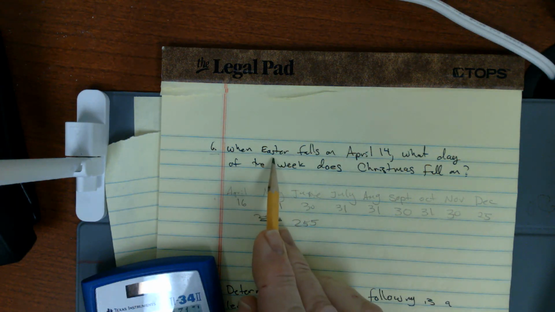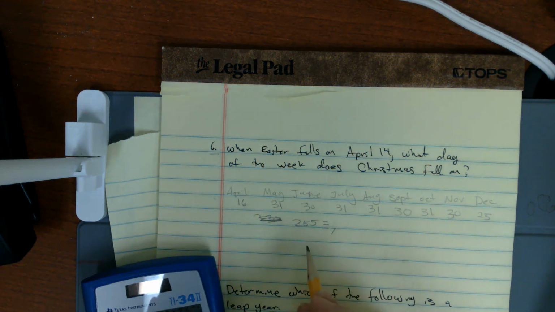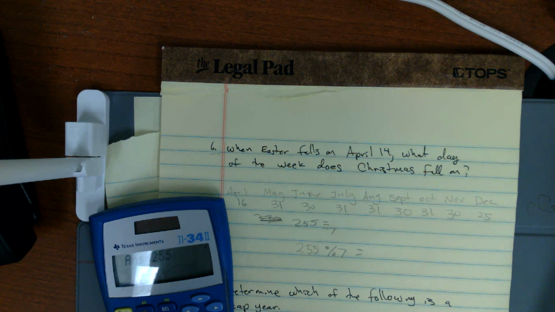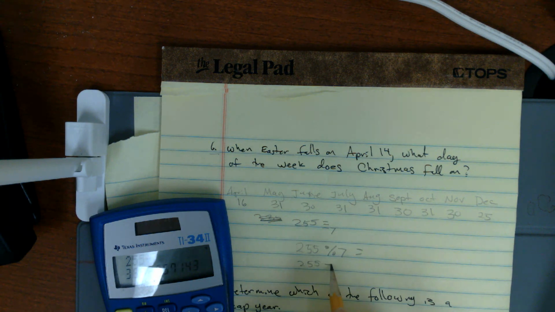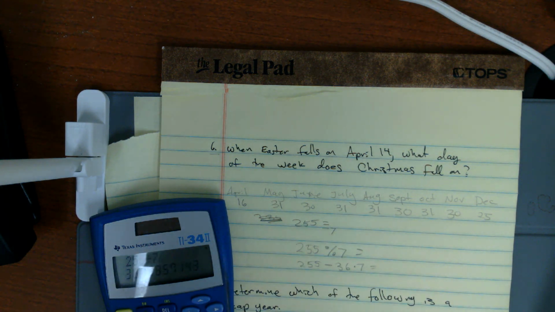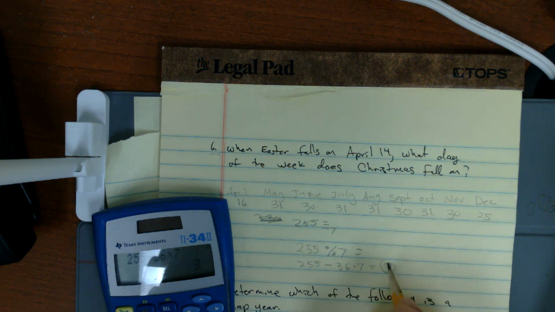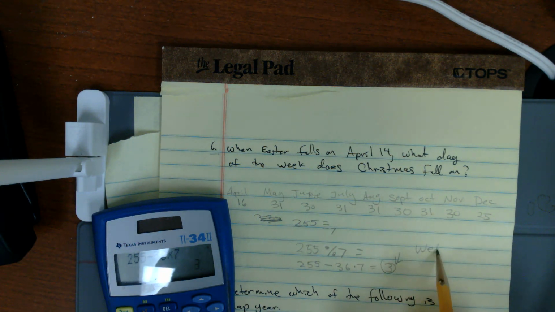Well, it makes it easy because Easter falls on Sunday, so all I had to do is take this mod 7, or I guess you say 255 modulo 7. Okay, so I divide 255 by 7. Well, it's 36 and some left over, so I had 255 minus 36 times 7, which is equal to 3. So Sunday is 0, Monday is 1, Tuesday is 2, and Wednesday is 3. So the answer is Wednesday.